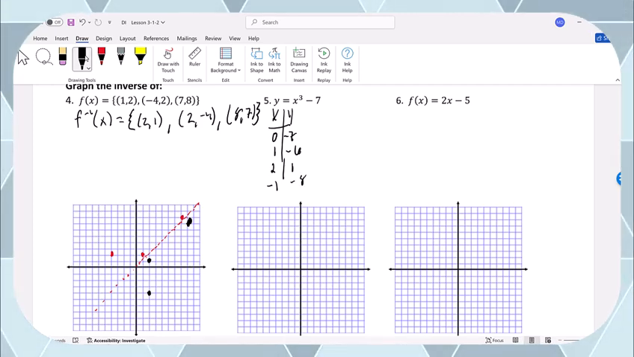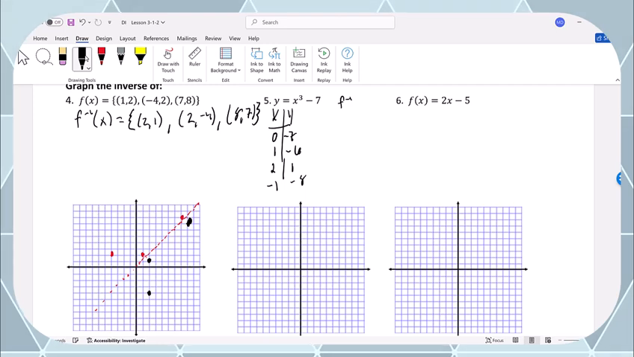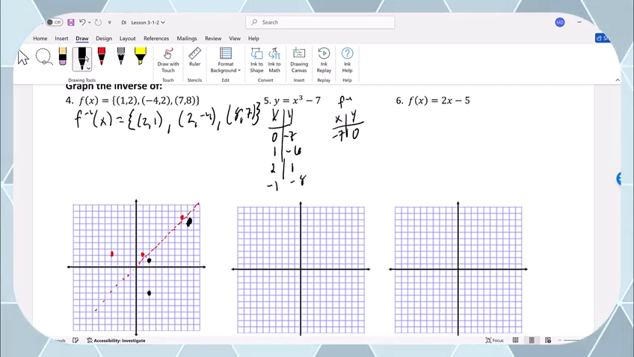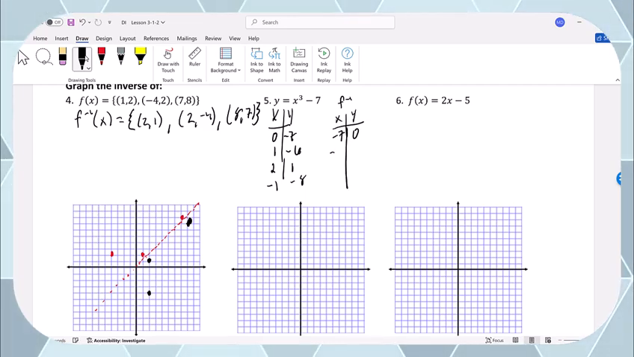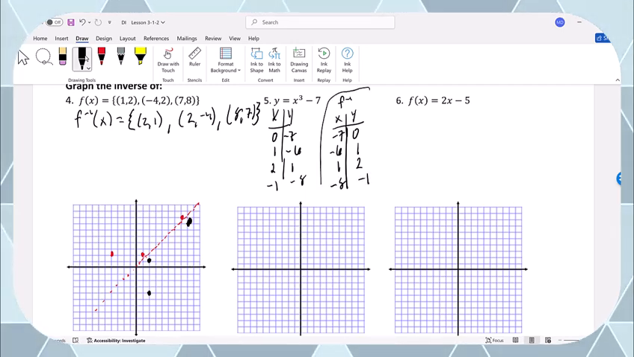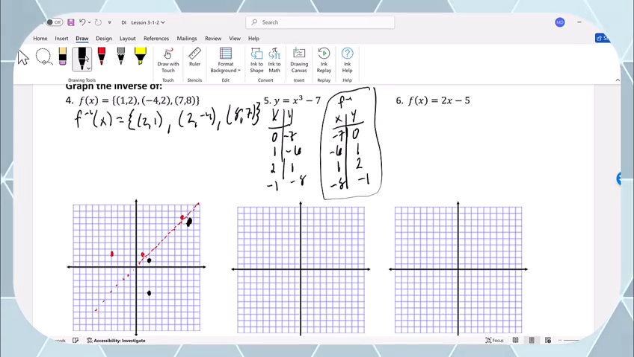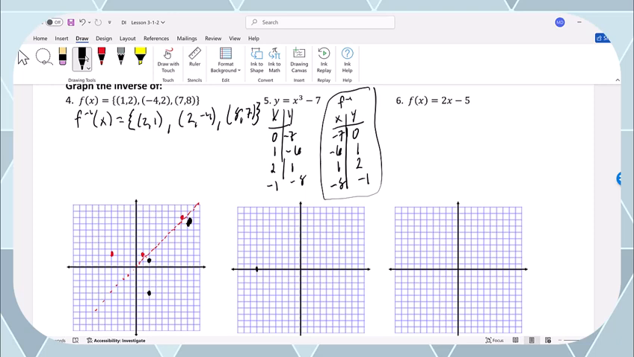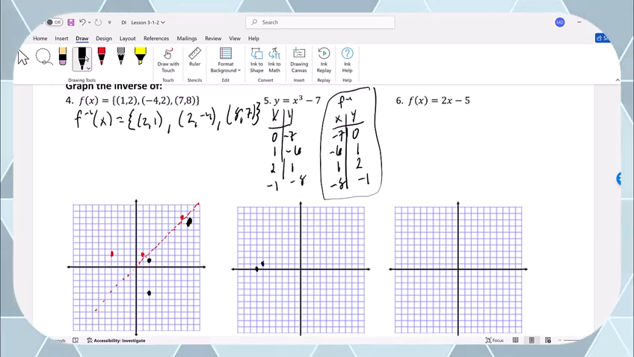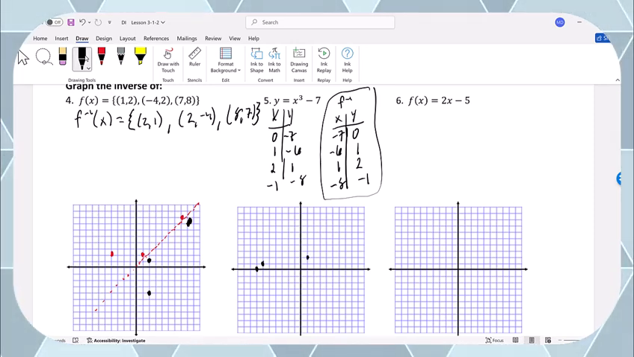So that means the inverse, all you have to do is switch the x and y values. So this is what you're going to graph. So graphing the (-7, 0), (-6, 1), (1, 2), (-8, -1).